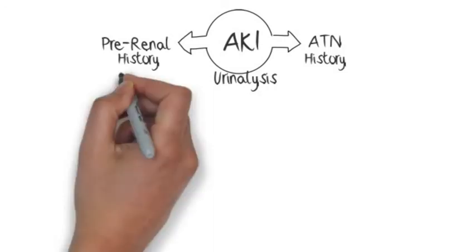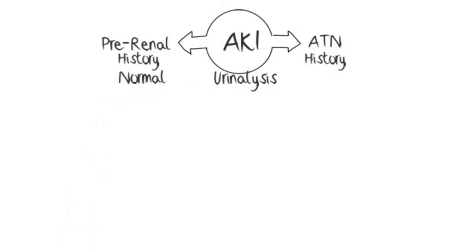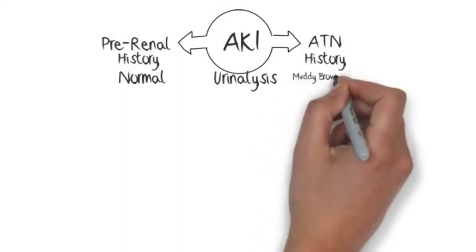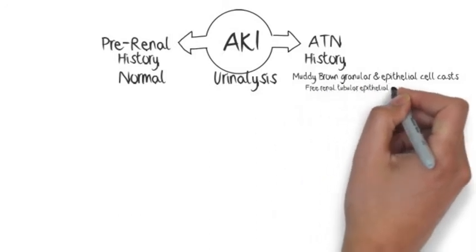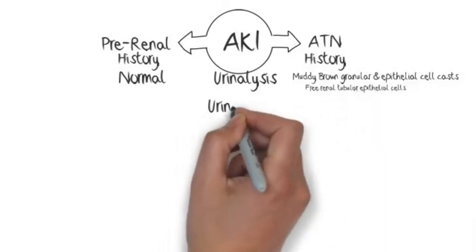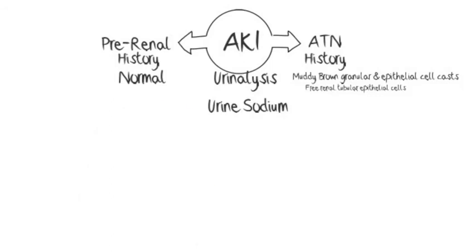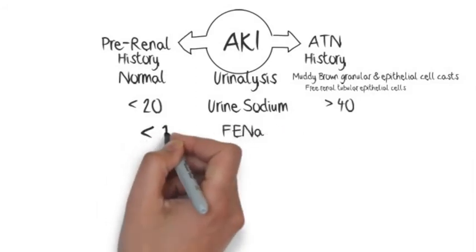Urine analysis is normal in pre-renal. Hyaline and granular casts are considered normal. In ATN, it shows muddy brown granular and epithelial cell casts and free renal tubular epithelial cells. Urine sodium as shown. Fractional excretion of sodium as shown.